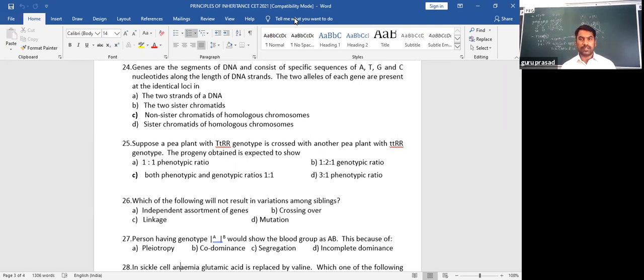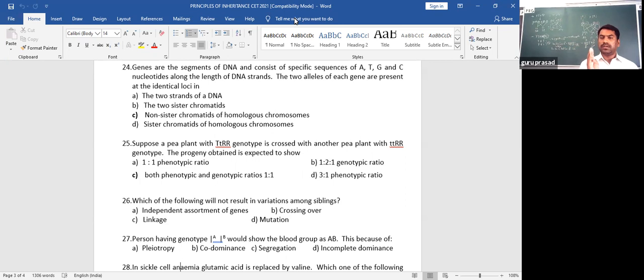Is it or not? As per Thomas Hunt Morgan, the conclusion what Mendel has given, chromosomal theory of inheritance. Sorry, Sutton and Boveri, chromosomal theory of inheritance. In that, they say that genes and chromosomes behave parallelly. So therefore, two alleles of genes are present at the identical loci in. So here you have to make out this conclusion where they are present. Loci is the place where genes are located in a chromosome. Isn't it? In a homologous chromosome. That is the important point.